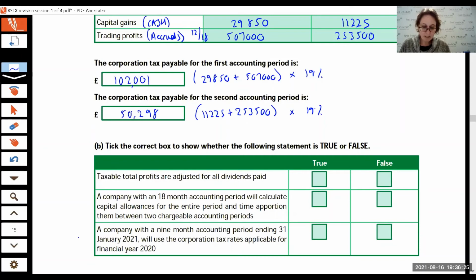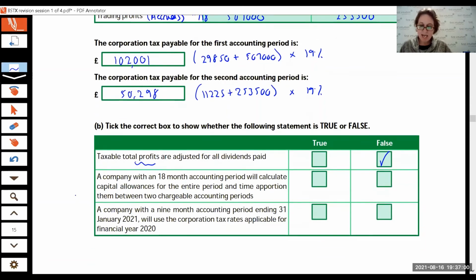So let's see. Taxable total profits are adjusted for all dividends paid. Do you want to give that a true or a false? What do you think? Got a bit of a consensus in the chat box, and you are quite right, it is false. The profits don't have dividends in there, so we don't adjust for the dividends when we're adjusting our total profit, so that's false. And that was actually mentioned in the task briefing, so we had covered that.